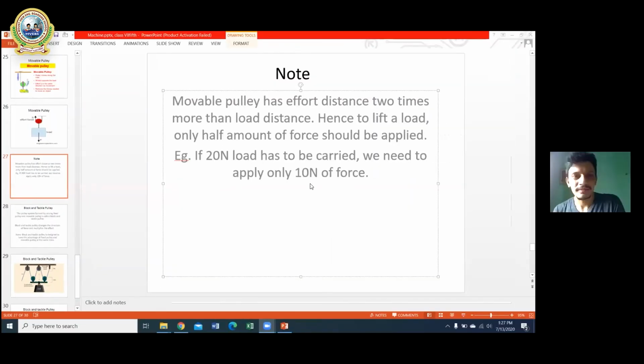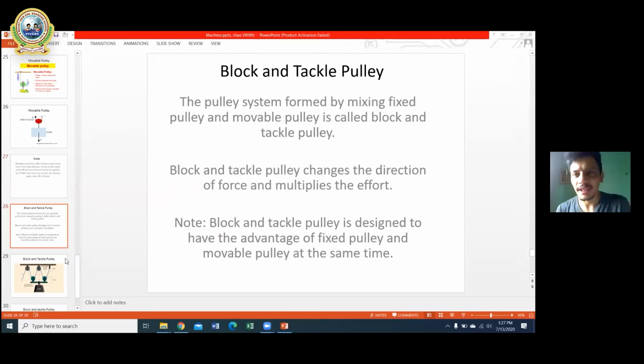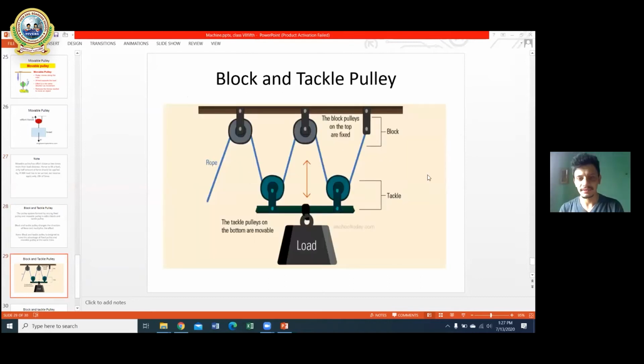Now, let me share the screen once again, okay? So, are you ready? Okay, let's begin. Now, let us learn about the block and tackle pulley. You can see the figure of the block and tackle pulley. Usually the block and tackle pulley is also called combined pulley. It is also called compound pulley.